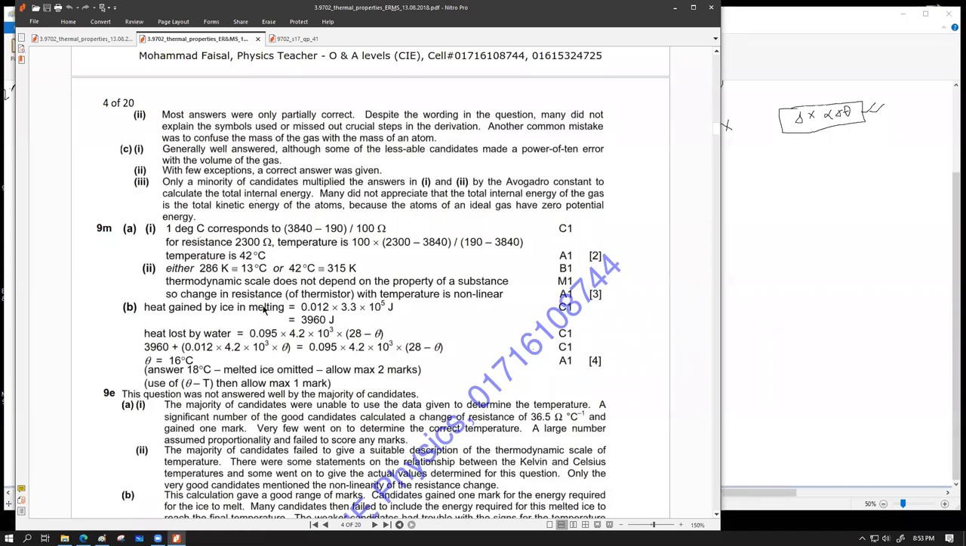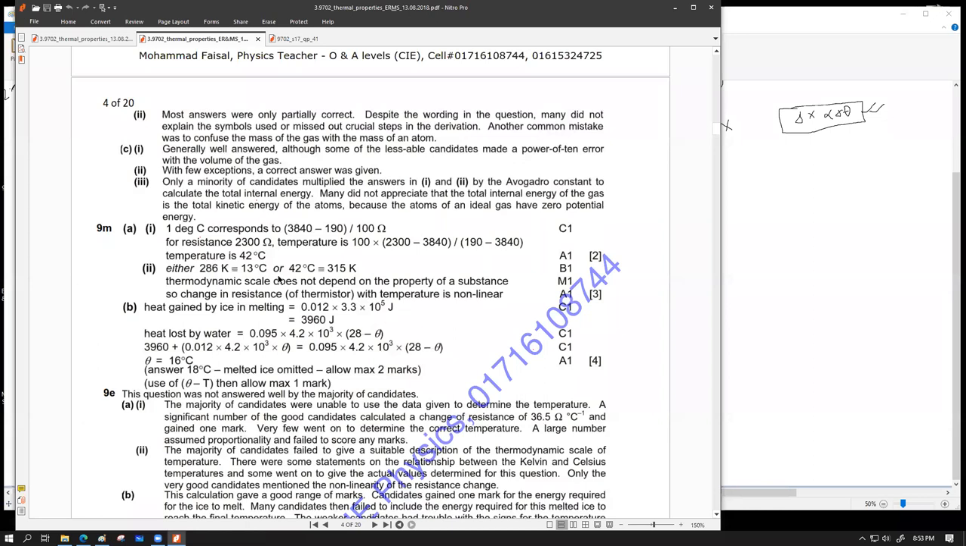What they are trying to show you is that they have quoted one set of values: 286 Kelvin is equivalent to 13 degrees Celsius, or 40 degrees Celsius is equivalent to 315 Kelvin. So they converted the two different ranges that we had available over here. But this is not the question, is it? This is the question.